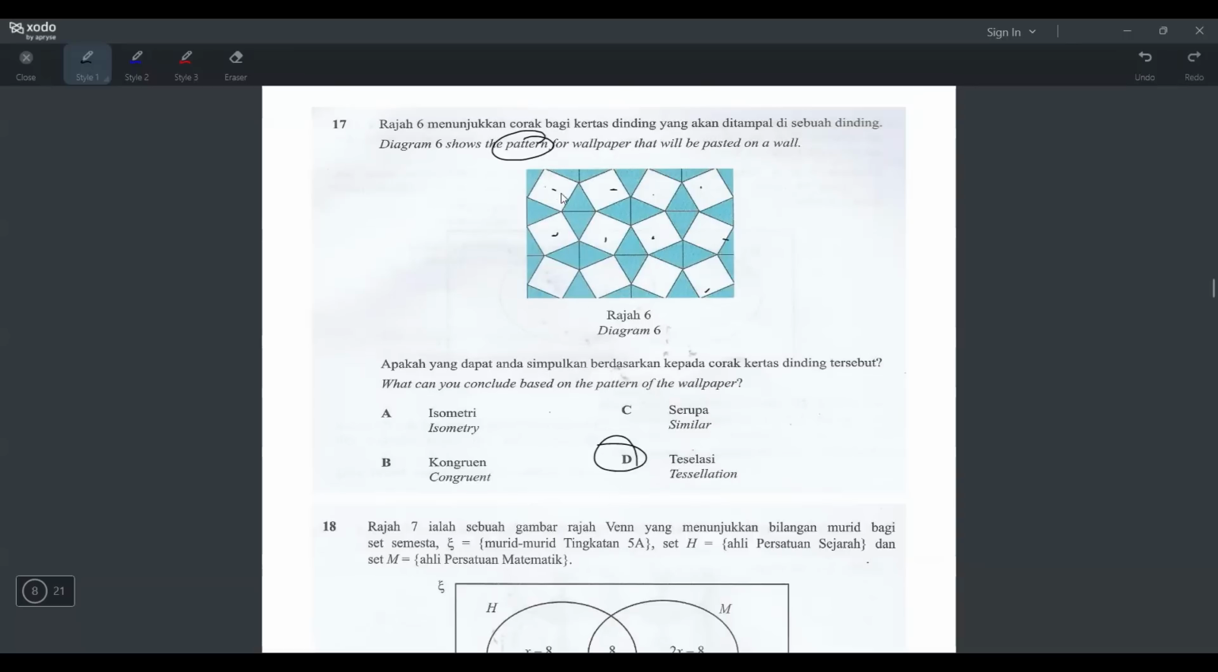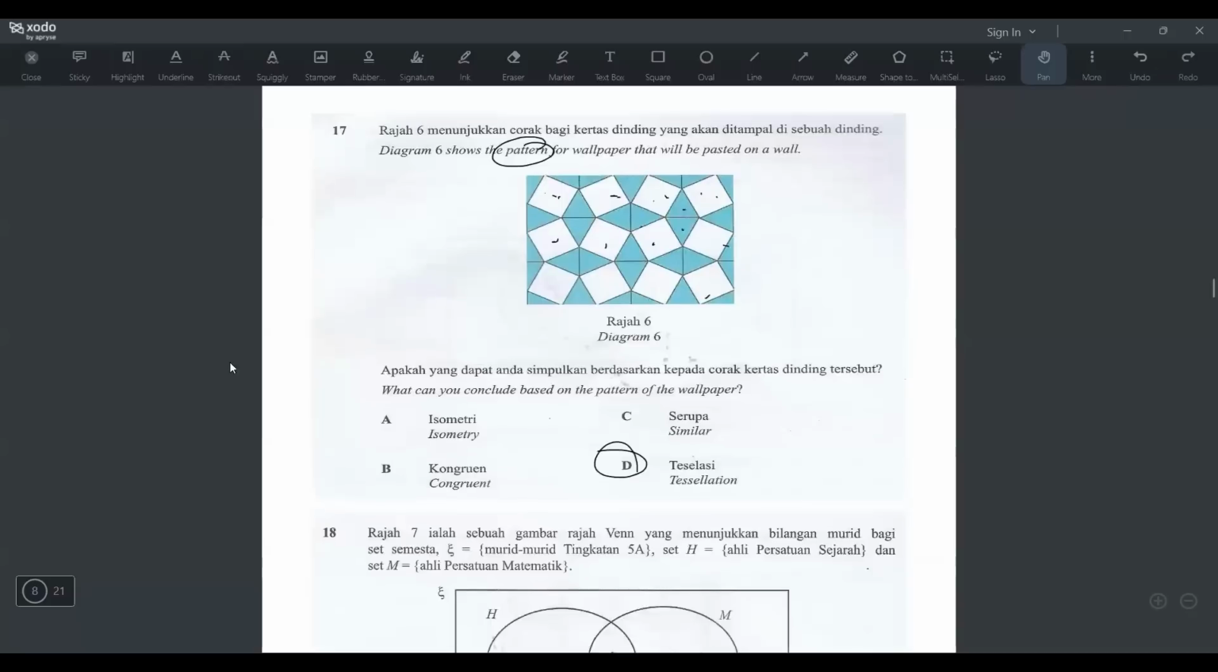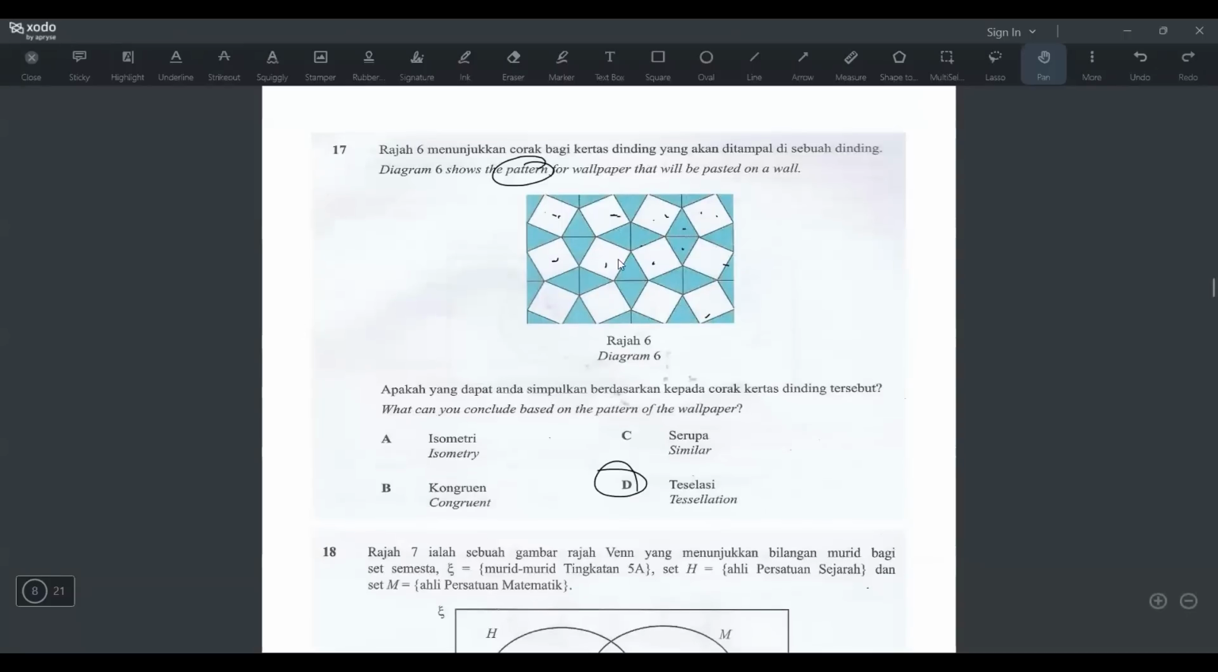This is a tessellation. You can see the square keeps repeating and the triangle, right? So yeah, this is tessellation. Okay, because this is a pattern of recurring shapes without any empty space and there's no overlap. Okay, sudah siap.